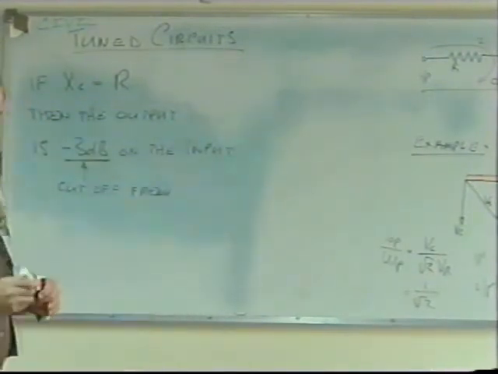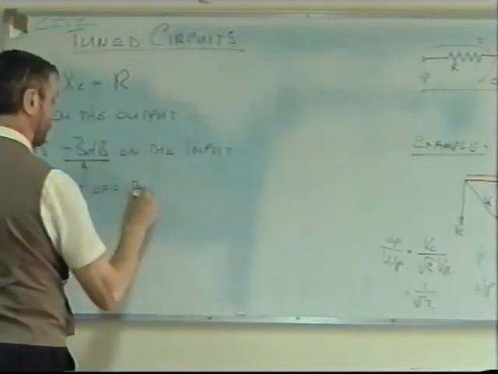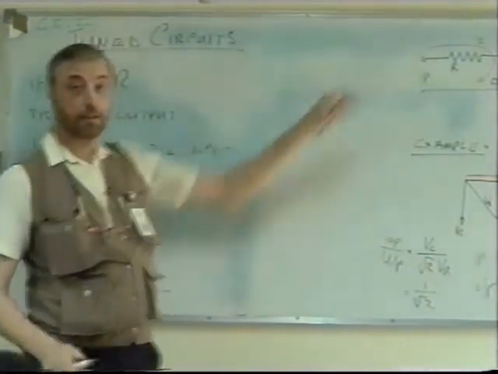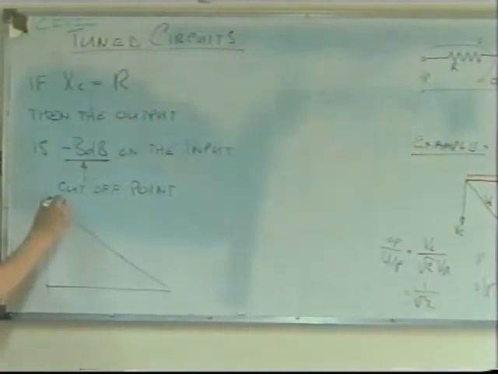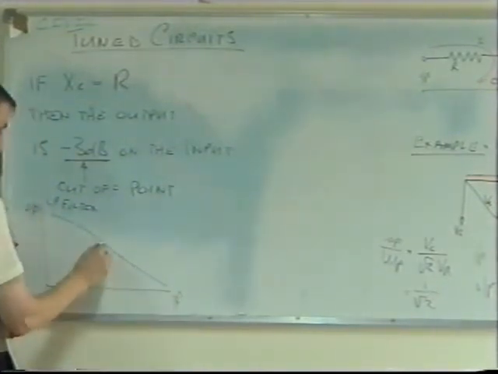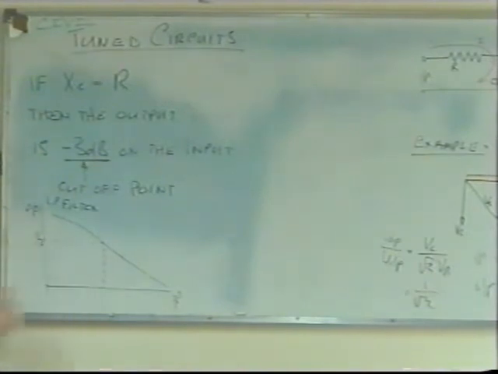This is the cutoff point. If I was to draw a graph of this, remember that this is a low-pass filter, so we're going to get a graph something like this. This is our low-pass filter, where the output is plotted against frequency. At a certain frequency, the output power is half the input power. So we call this the half power point, or the minus 3 dB point, which means the same thing. And that's when XC is equal to R.